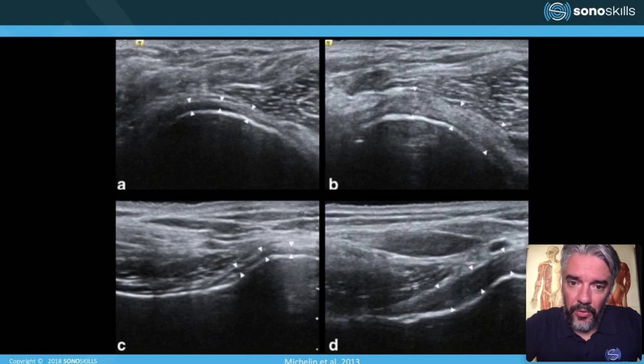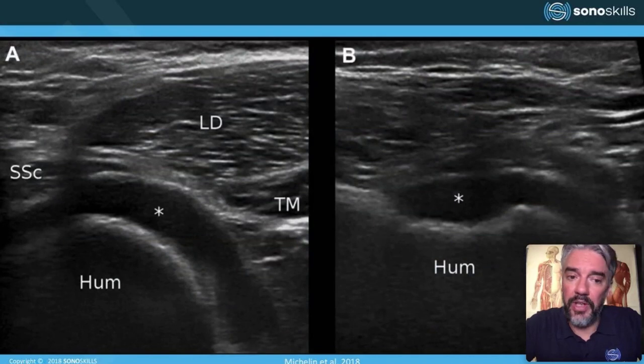So in this case, the capsule thickening is more dominant. And in this case, more dominant is the fluid. So the capsule actually looks pretty okay, but it's a real fluid problem. So filling of the glenohumeral joint.